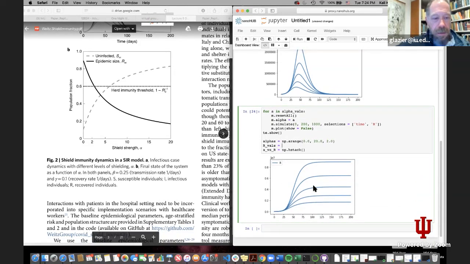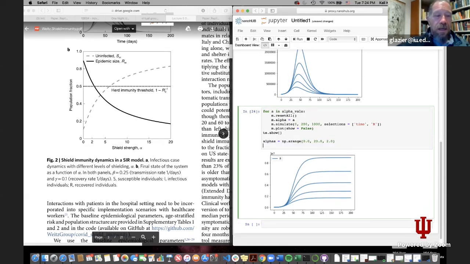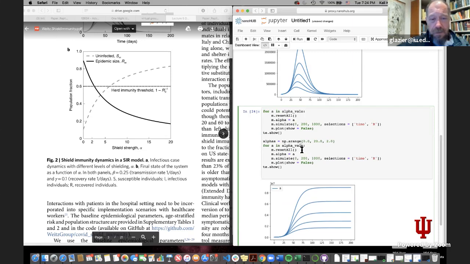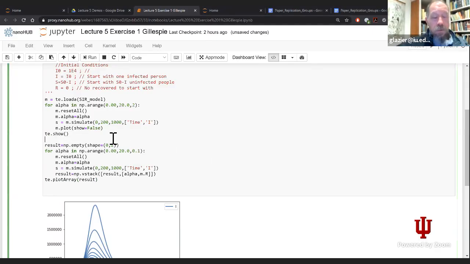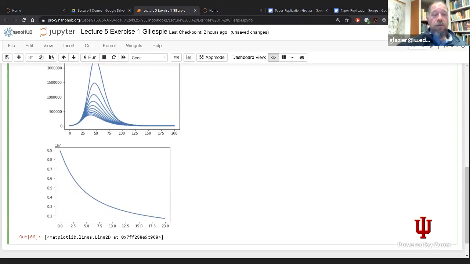Yeah, that one's a tricky one to remember. So maybe, again, I can show you what I did. There are probably a lot of ways you can do it. You could create a list and do an append instead of having to do a vstack. I find vstacks are not the prettiest thing in the world. But I did result is np.empty shape (0, 2). I looped my alpha, I ran it, I vstacked my alpha, and then I plotted the result. And that was my result, which I think looks a lot like what they had.